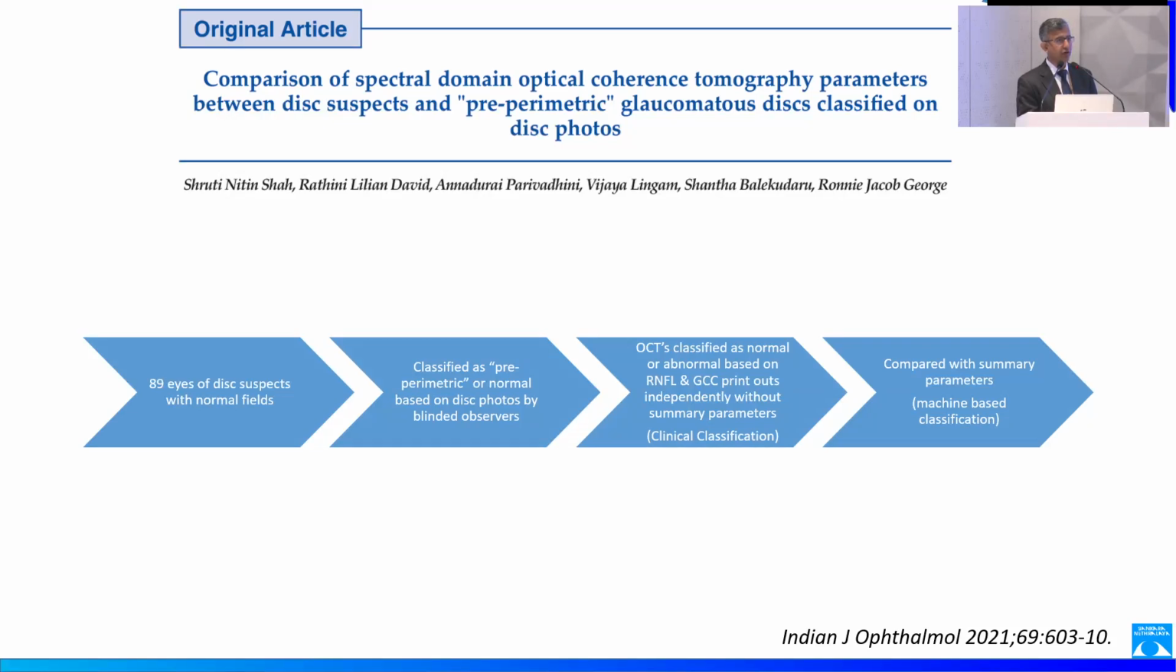And they all had normal fields, and we classified them as preperimetric or as just disc suspects. And then we looked at the OCT without the summary parameters, just the printouts and the maps, just the maps in fact, and classified that as abnormal or normal based on the pattern. And we compared this with the machine-based parameters as being classified as normal or abnormal.